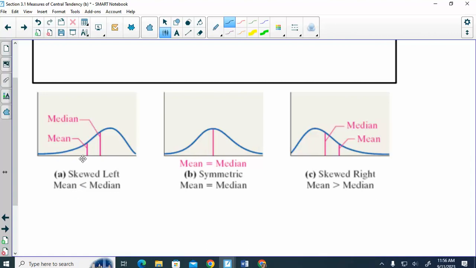If the mean is less than the median, so the mean is lower, that means we have more low values, so it's probably skewed left. If the mean is higher, that means we have more high values, so it will be skewed right.